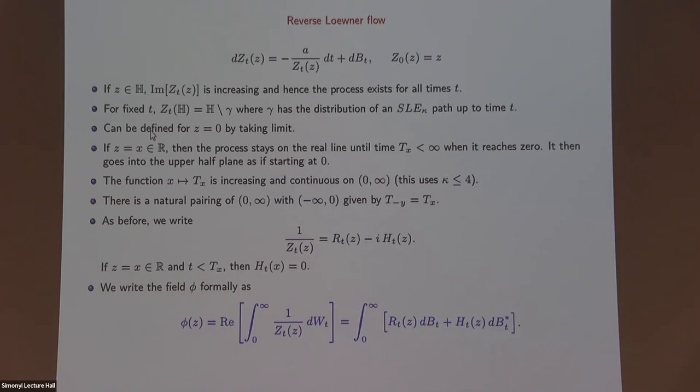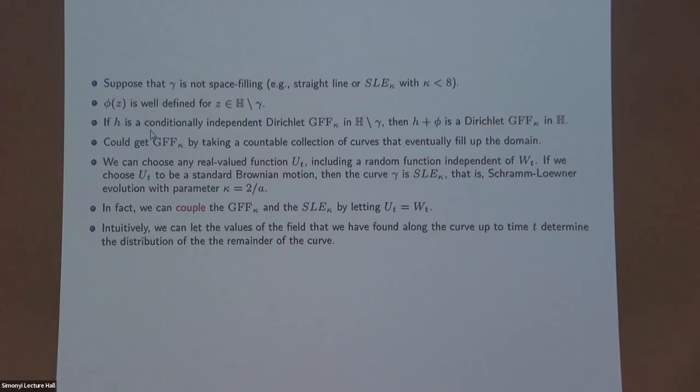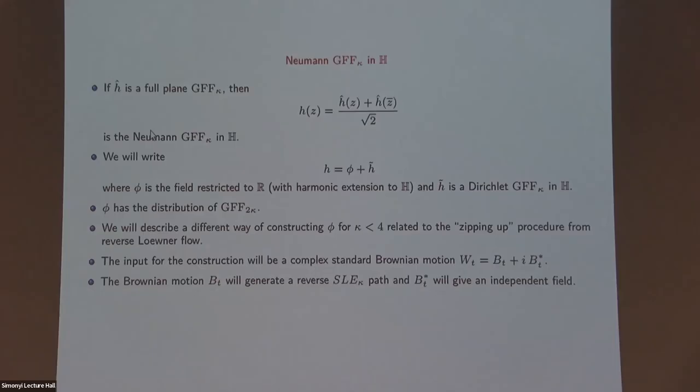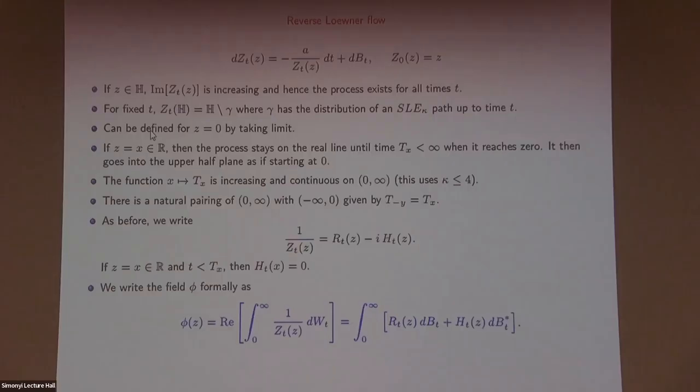If you take the real part of that, it's two guys like that. So let's see what's happening here. Let's first start, if z is in H, so if z starts out here, then phi of z is a limit of phi sub T of z. So U_t of z is just the integral up to time t. These are not independent. The Brownian motions are independent, but the H depends on the curve. So this guy is what's driving the Loewner equation. It's that B_t.